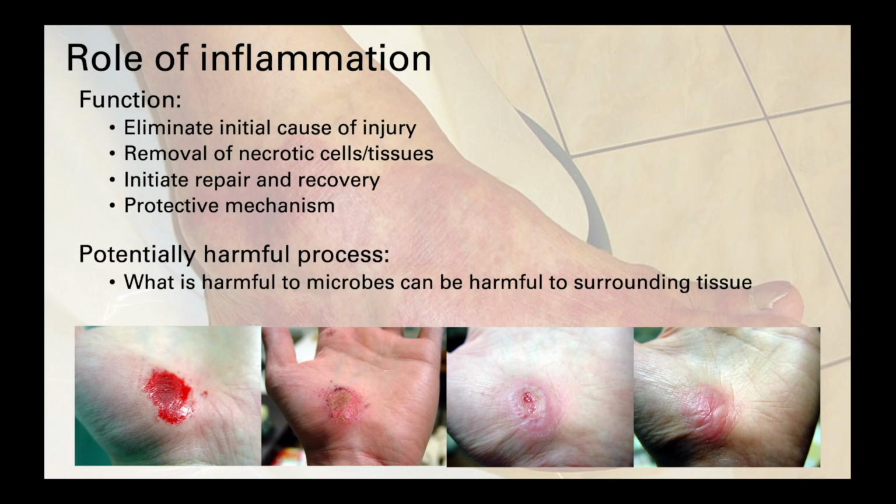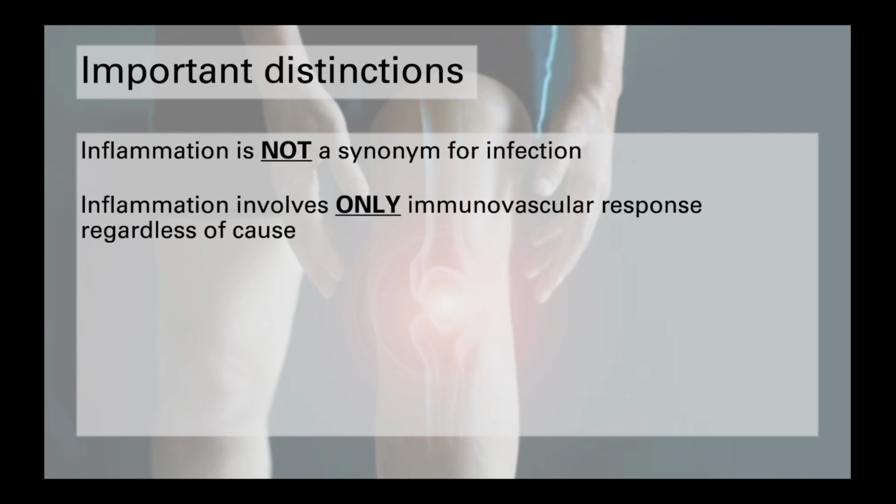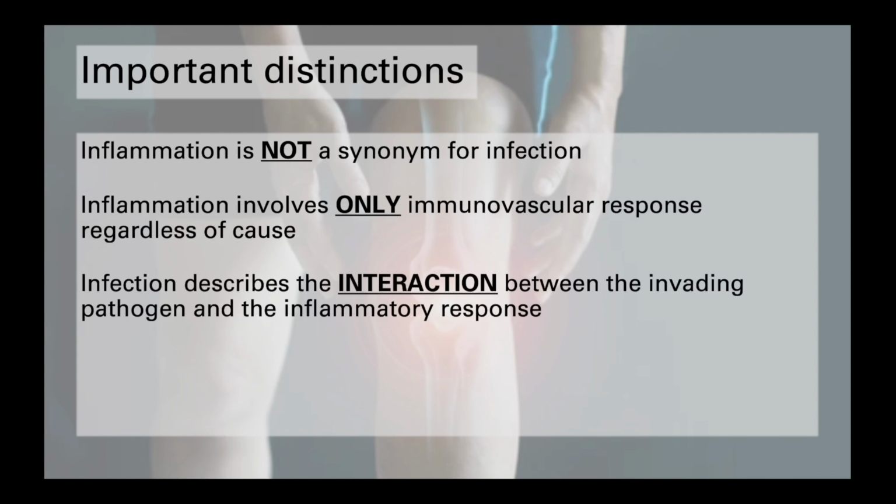You may have noticed that I have been very careful about my choice of words when describing either inflammation or infection. And the reason for this is that the two terms do not mean the same thing. Inflammation is not a synonym for infection. And the reason for this is that, as we defined earlier, inflammation only involves the immunovasculature, so the cells of the immune system, and blood vessels, irrespective of the cause of that inflammation. In contrast, infection describes the interaction between the inflammatory response and the invading pathogen.